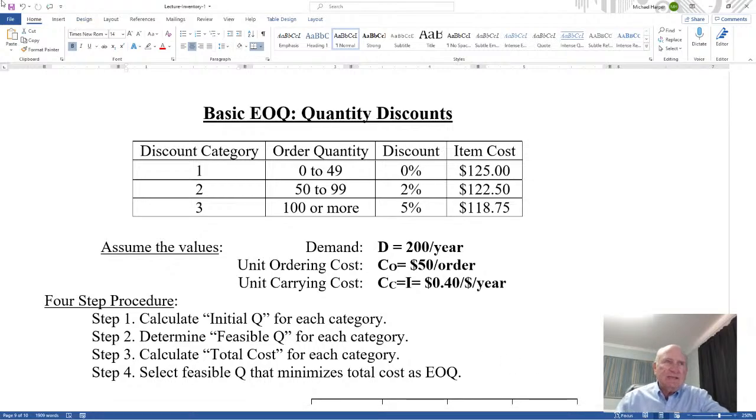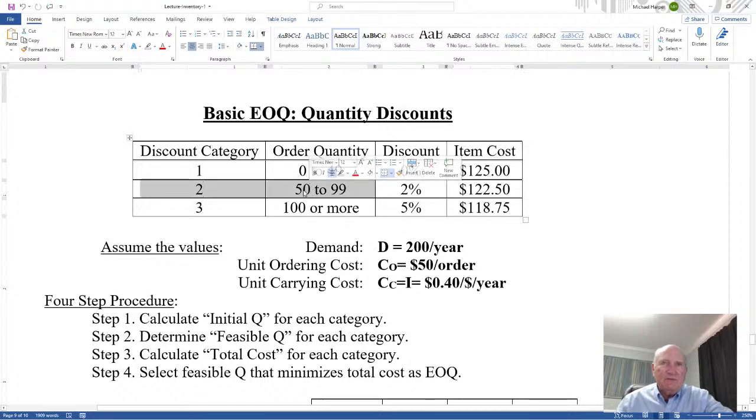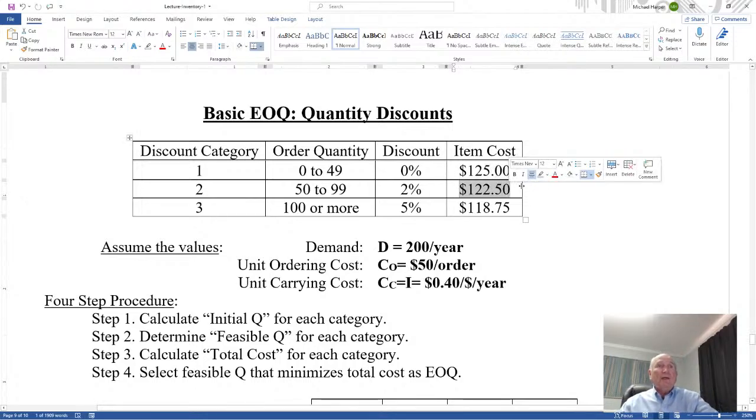So here's the setup. Suppose we had an inventory item that cost $125. Suppose we had a nice desk and it cost $125 from the supplier. So you go to the supplier and say, you know, I'm renovating the business school. I'm going to buy a lot of these desks. Well, depending on how many desks you buy, if you buy between 50 and 99 desks, I'll give you a 2% discount on that item cost, and I'll sell it to you for $122.50. Oh, okay. So if I buy more, then I can buy each of these items for less. Yes. And that's called a quantity discount.